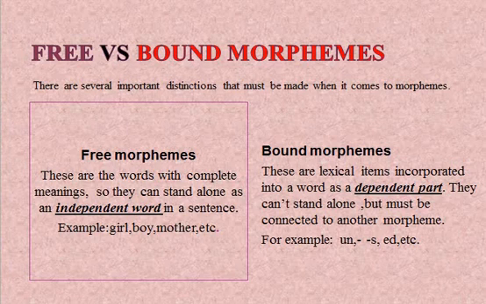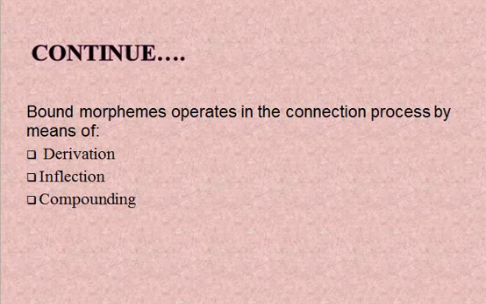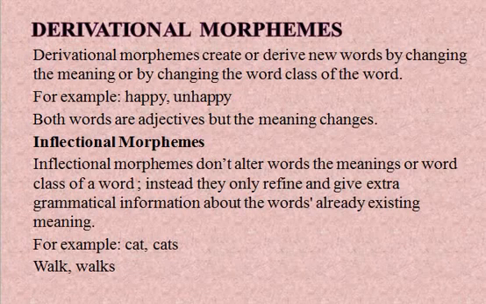They can't stand alone. For example, we can just say unhappiness. Un is just a bound morpheme. Ed and s sound as well. Bound morphemes operate in the word formation process by means of derivation, inflection and compounding.